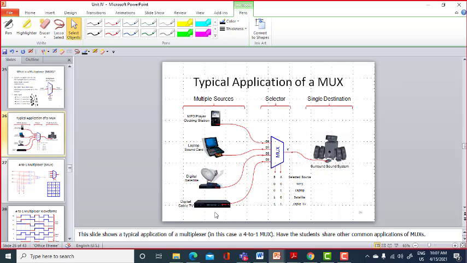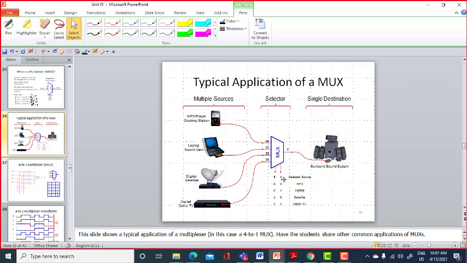Okay. So you have multiple sources of input here, and you need to decide which input has to be played in your sound system. You may select your MP3, or a laptop, or your dish, or your VCD player. That depends on your select lines.